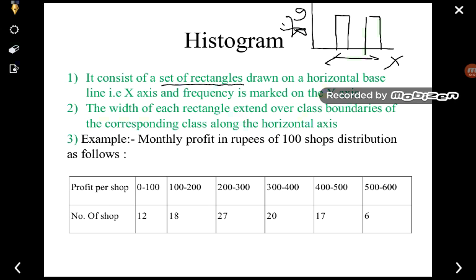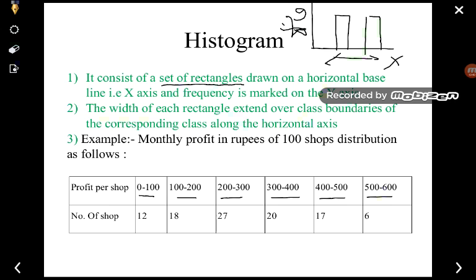Example: the monthly profit in rupees of 100 shops is distributed as follows. This example is given to you, so you have to plot a histogram. Here you can find the data which is given. It is grouped because it's a wide range of data and each value cannot be represented individually. Therefore they are grouped into ranges, or class intervals.